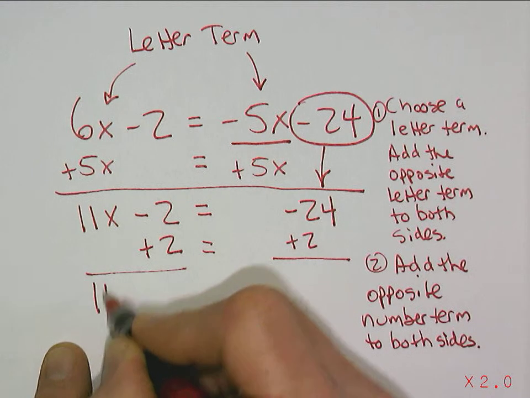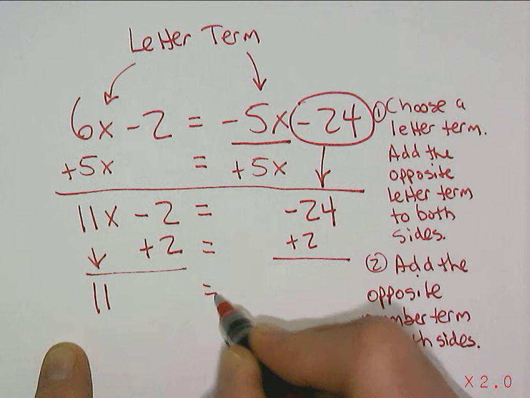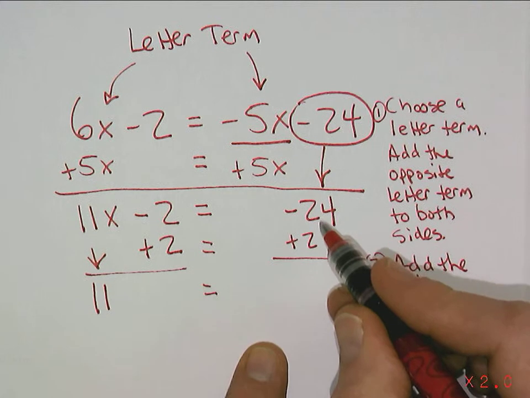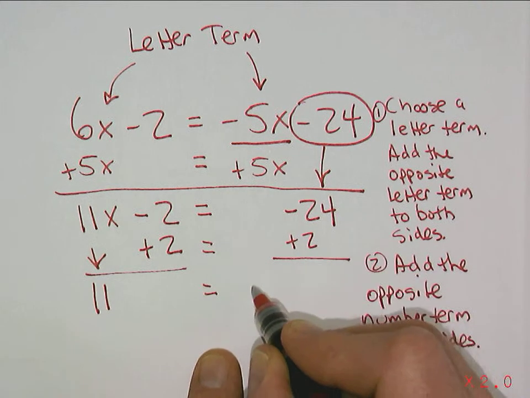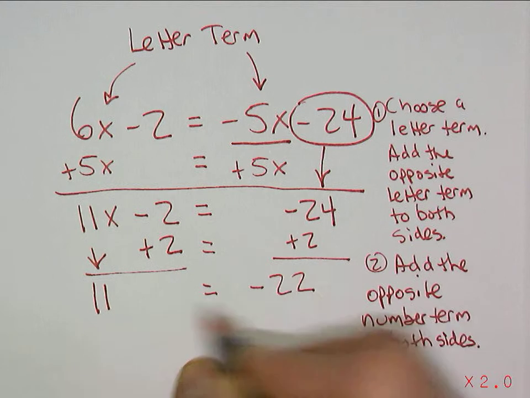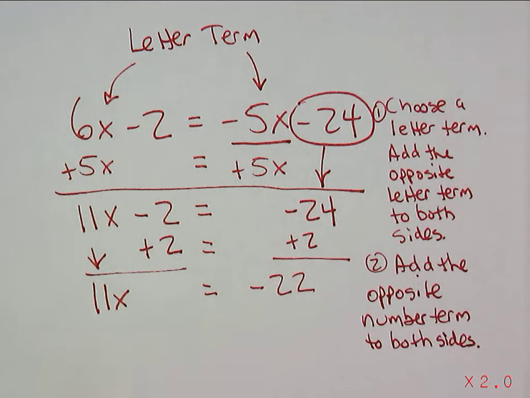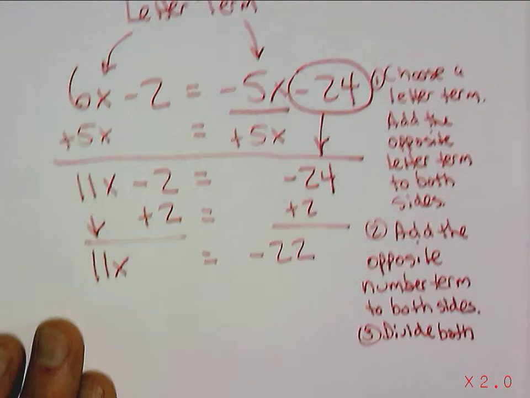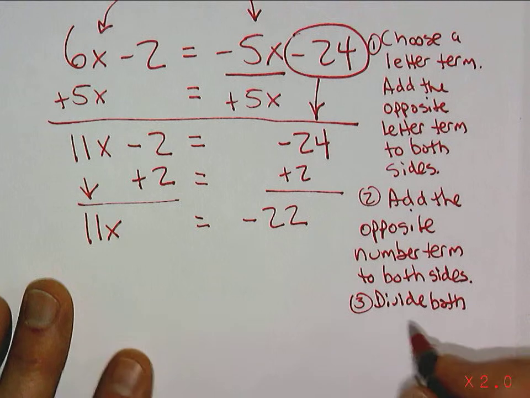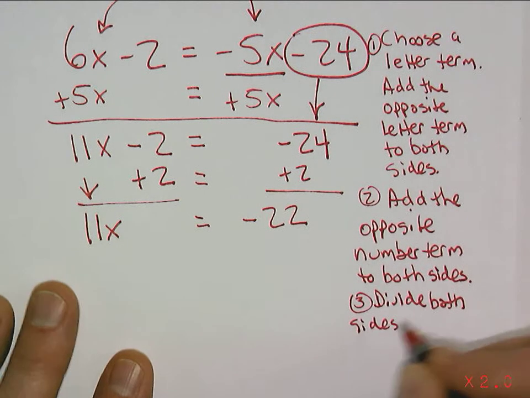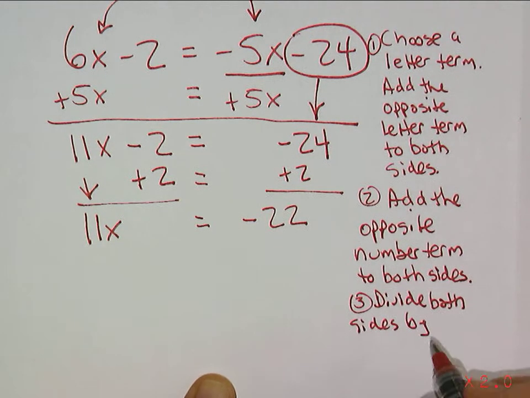So the 11x comes down now. And I have a negative 24 plus a positive 2 gives me a negative 22. And that was 11x. And then my last step is to divide both sides, so we're going to now divide both sides by the multiplier of x.